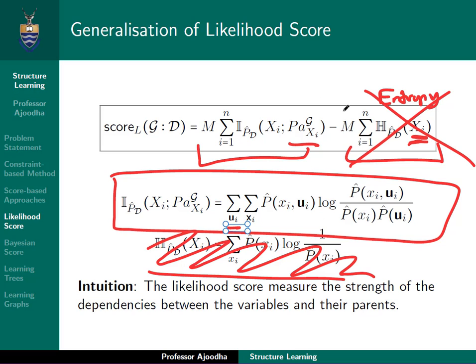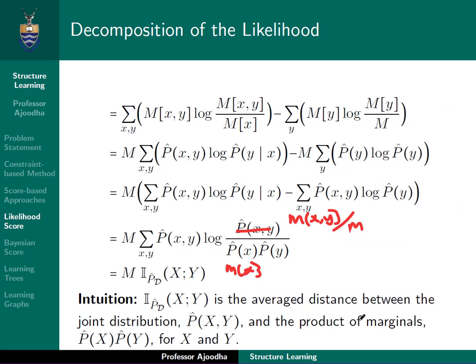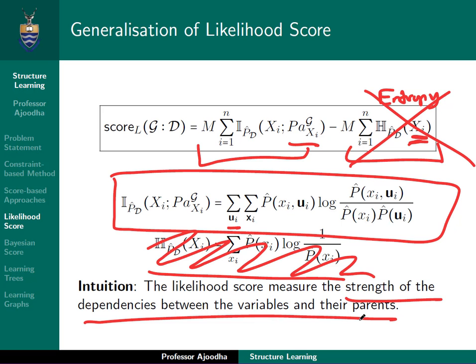So the intuition behind this is that the likelihood score measures the strength of the dependencies between variables and their parents. Before, it was just about having the edge or not having the edge, but now we're looking at the strength of the dependencies between the variables and their parents. So in other words, a higher likelihood score means that we're fitting the data better.